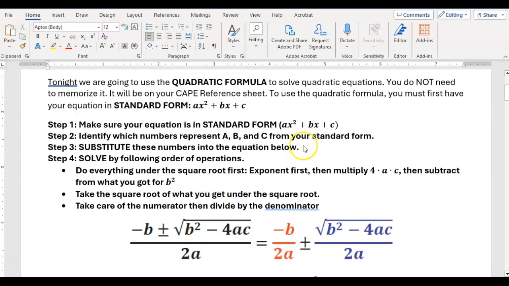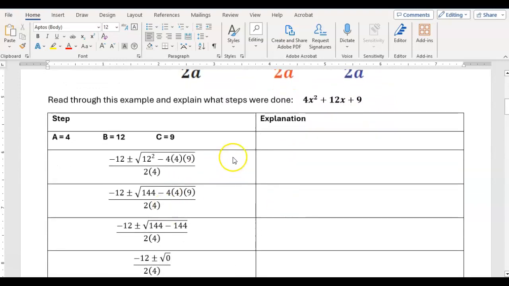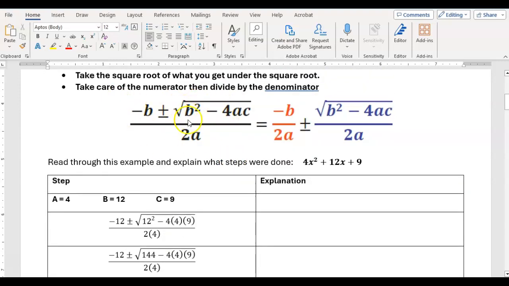So you're going to decide, looking at your equation, what is a, b, and c, and then you're going to substitute these numbers into the equation and solve using order of operations. I'm going to show you an example of what I asked you to do. This is the equation. The one in black is the one that you'll see on your CAPE reference sheet.